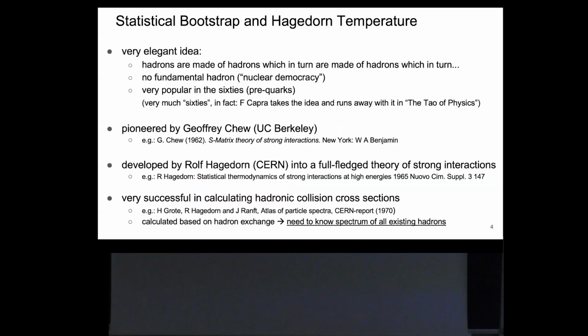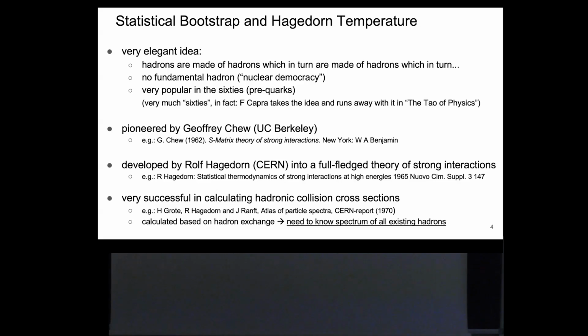This is pre-quarks, and I don't know if you have ever heard of or read the book by Fritjof Capra, The Tao of Physics. He takes this idea and runs away with it, and the physics is wrong, but the book is actually very good. It was pioneered by Geoffrey Chew in Berkeley, of course, California. This is very much a Californian idea, into a theory of strong interaction, the S-matrix theory, and then by Rolf Hagedorn at CERN, really into a quantitative theory to calculate processes.